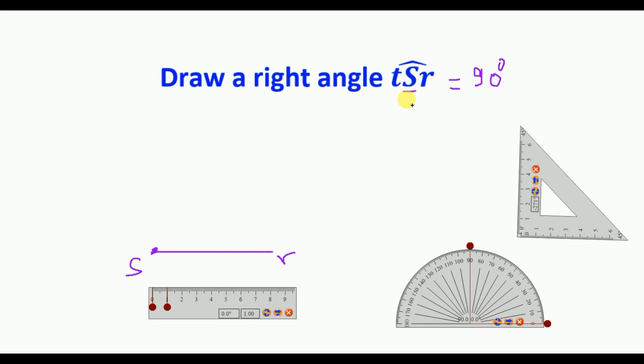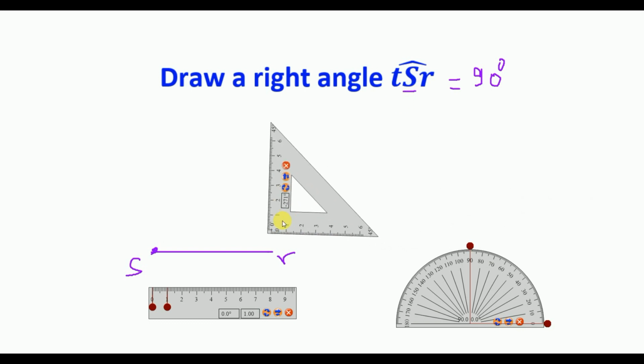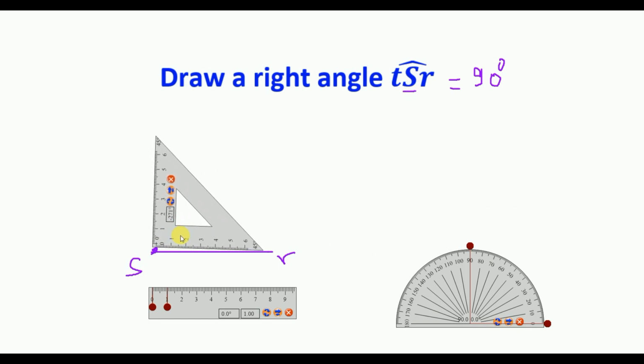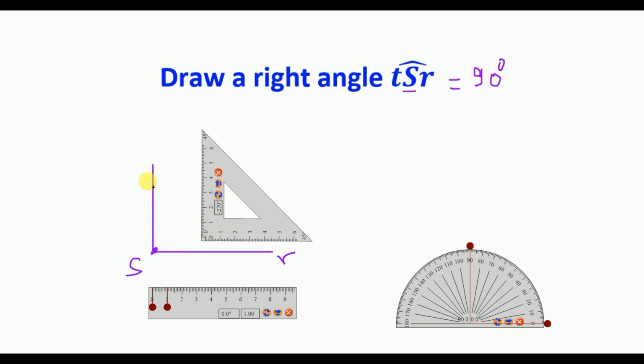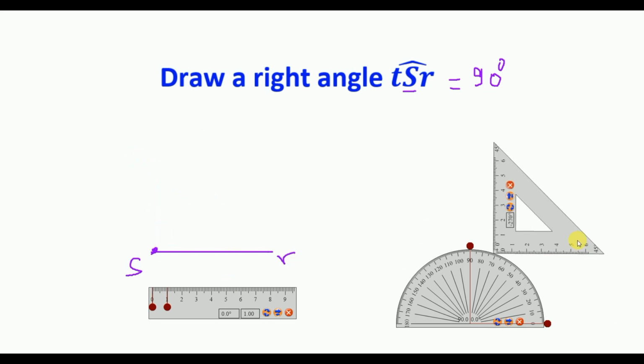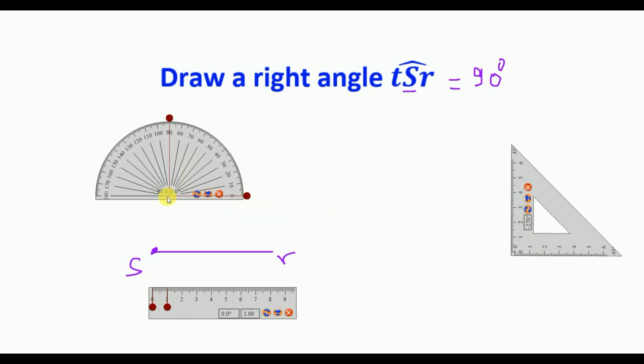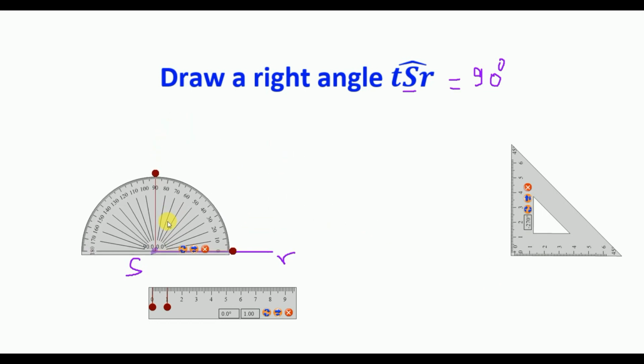To draw the second side ST, I can either use my set square by placing the set square on SR, and I draw a perpendicular to SR passing through S. Or I can use my protractor by placing the center of the protractor on S and the 0-degree line on SR. I count from 0 till 90. I put a point above the dash of 90.